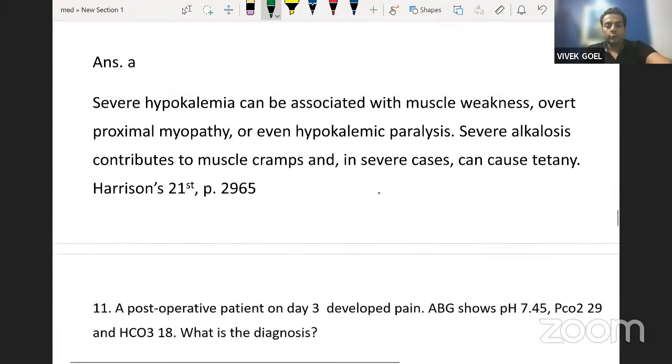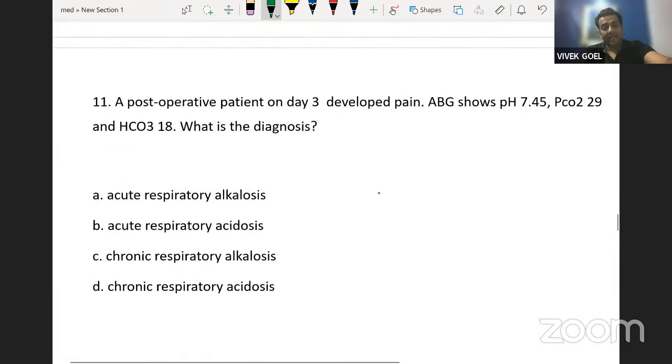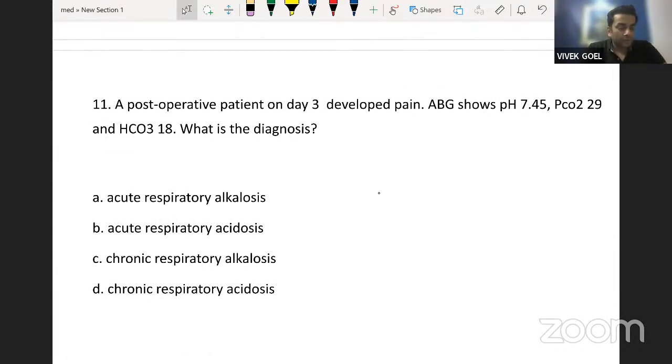Moving on to the 11th question. Again, I'm pretty sure this is a very, very confusing question. This again is a very controversial question. A post-operative patient on day 3 developed pain. ABG shows a pH of 7.45, a PCO2 of 29, and a bicarb of 18.